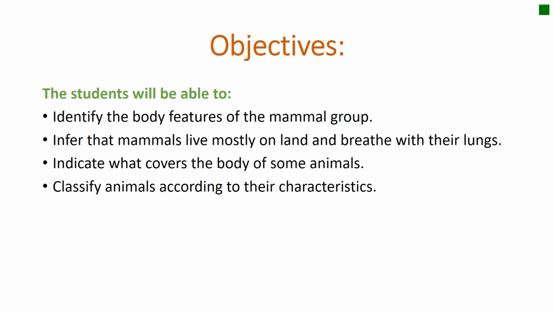Now, let us look at the objectives for the next week. We have to identify the body features of the mammal group, the third animal group. And for that, mammals live mostly on land and breathe with their lungs. Indicate what covers the body of some animals, and classify animals according to their characteristics.